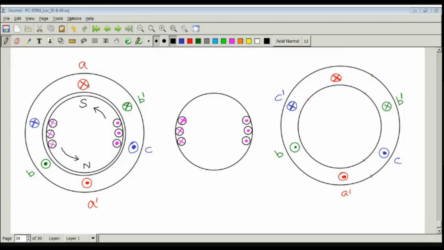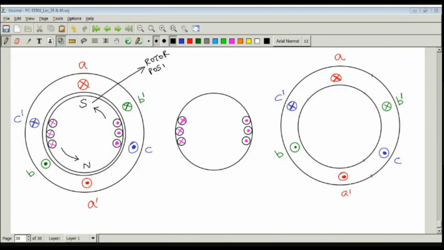These are the three coils placed on the stator core: coil AA dash, BB dash and CC dash. The induced EMF polarity in the coils AA dash, BB dash, CC dash is shown for this particular position of the rotor, which is shown in the diagram on the left hand side. Now we will try to find out the rotor position for two different time instants.